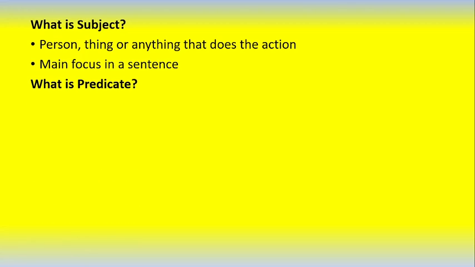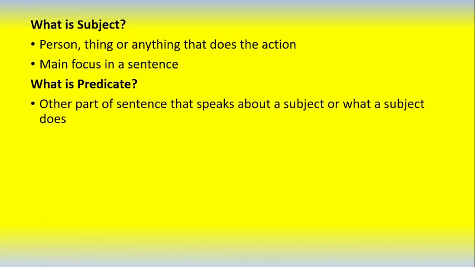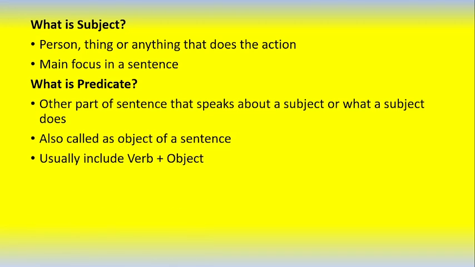So what is predicate? Predicate means the other part of a sentence that speaks about the subject or what the subject does. If the subject is the focal point or center point of the sentence, the other part is called the predicate, that speaks about the subject. Many times it is also called the object of a sentence. Now let us understand this concept of subject and predicate with an example.